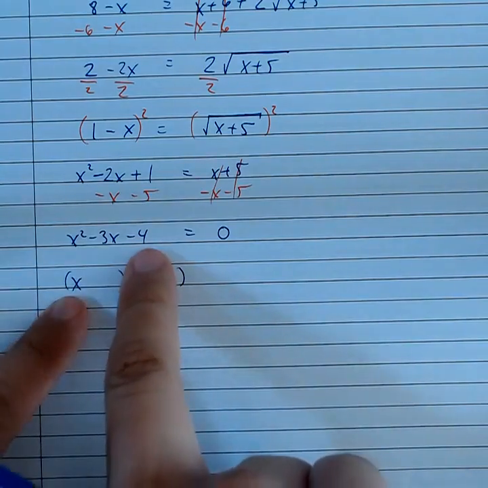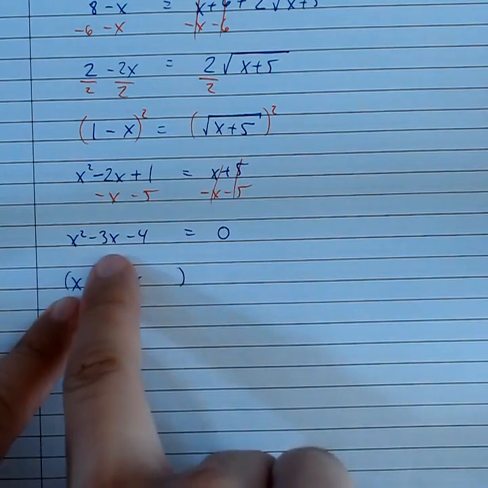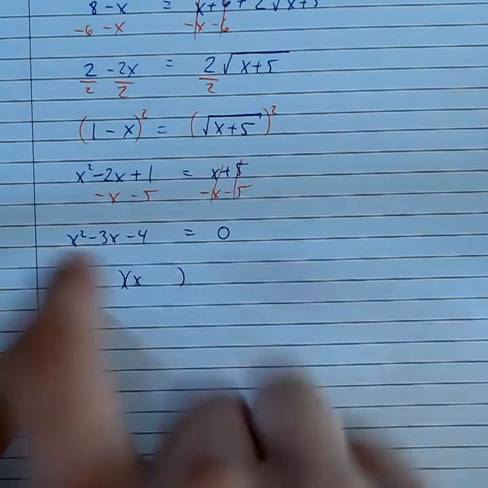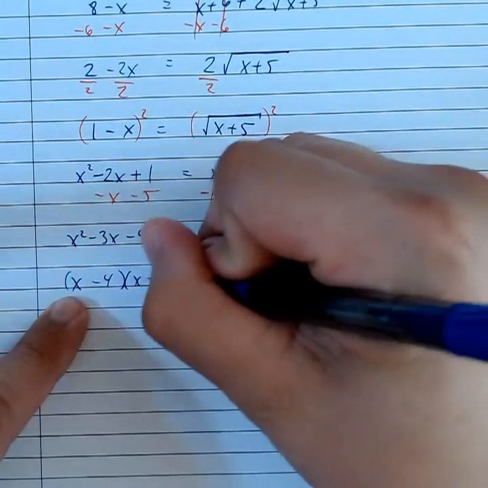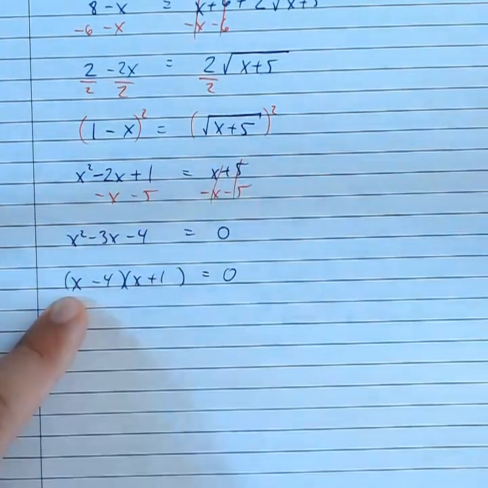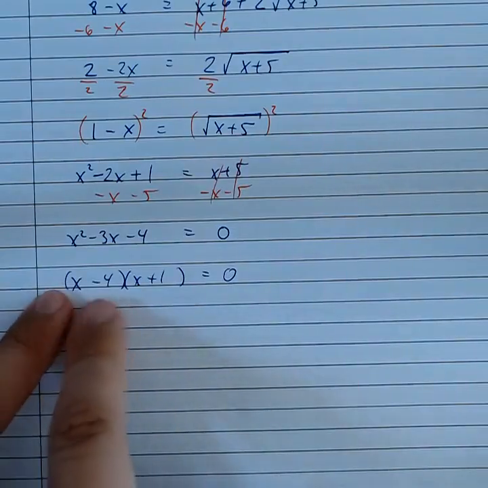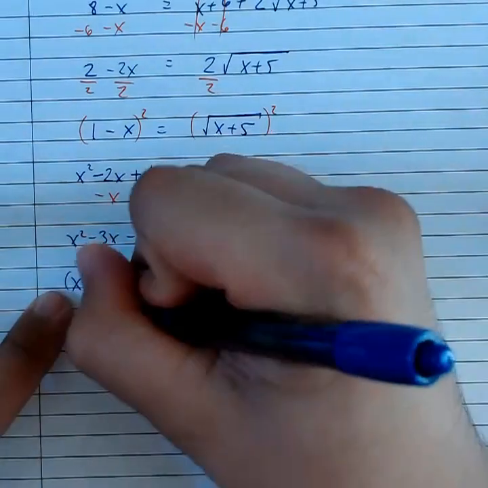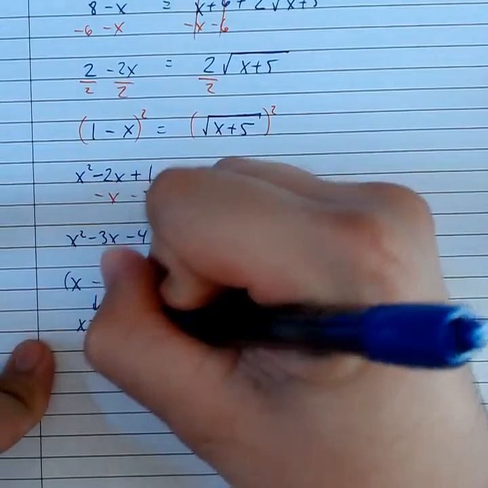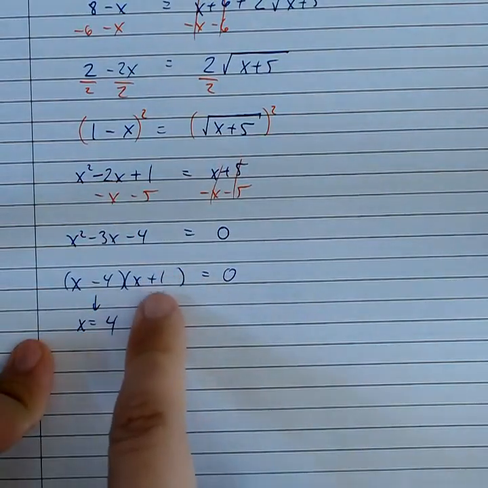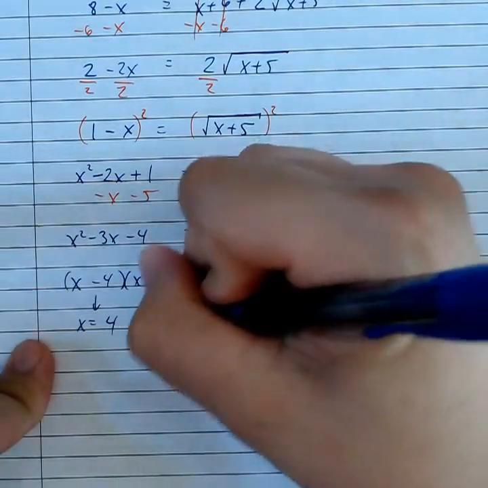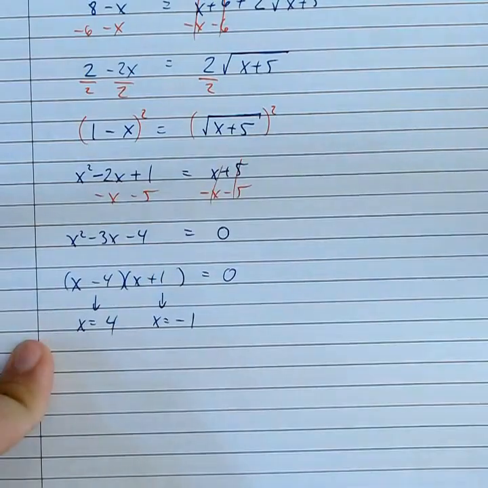What two numbers multiply to give you negative 4 and add up to give you negative 3? That's going to be negative 4 and 1. Okay, so if x minus 4 is equal to 0, that means x must equal 4. And if x plus 1 is equal to 0, that must mean that x equals minus 1.